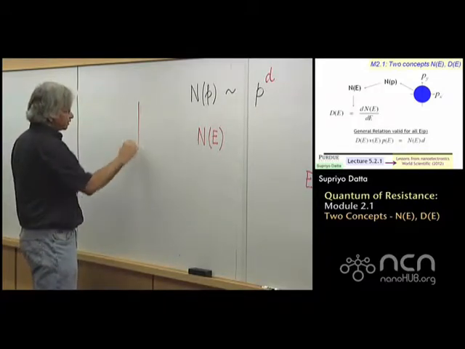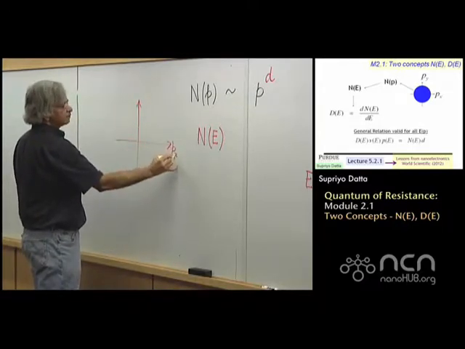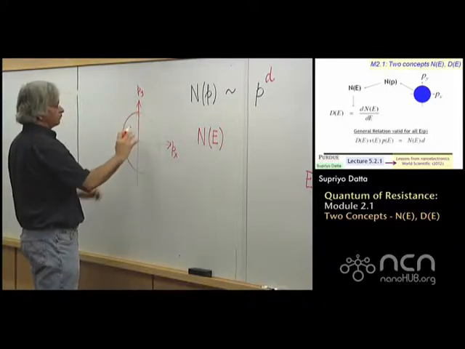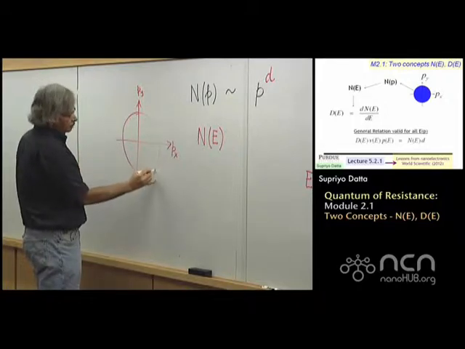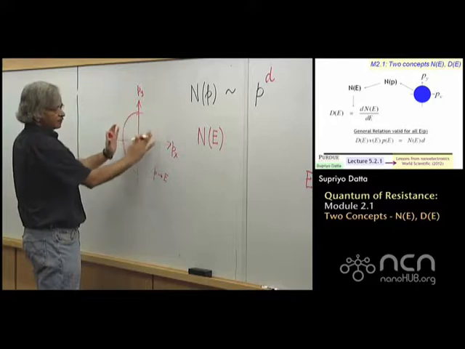So again, let me draw this picture that I just took off. That is Px, Py. So you look at the total number of states inside this circle, that's N of P, and the P, of course, translates to a particular value of the energy, so that gives you N of E.